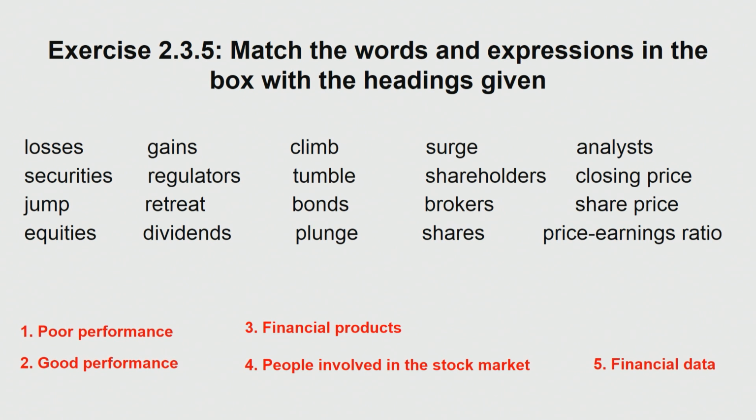And next one, match the words and expressions in the box with the headings given. Headings are those which are given in red, and the box is these words that are given in those columns and rows. So: losses, security, jump, equities, gains, regulators, retreat, dividends, climb, tumble, bonds, plunge, surge, shareholders, brokers, shares, analysts, closing price, share price, price earnings ratio. How would you give headings to each of these columns?